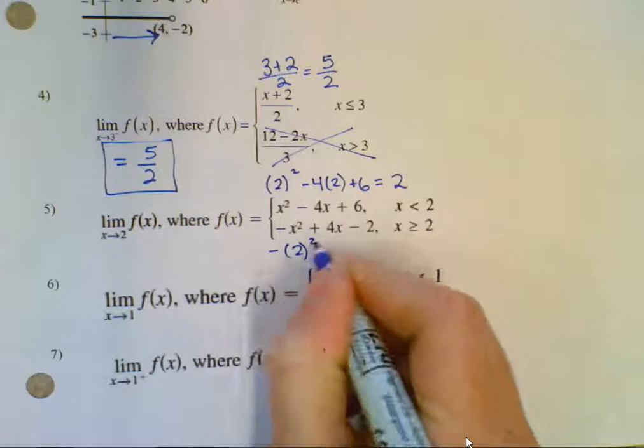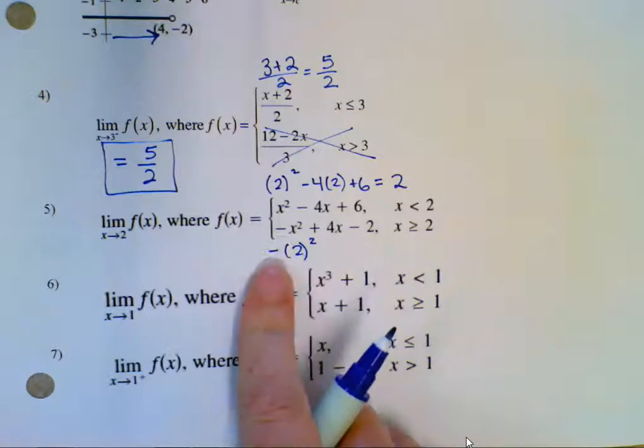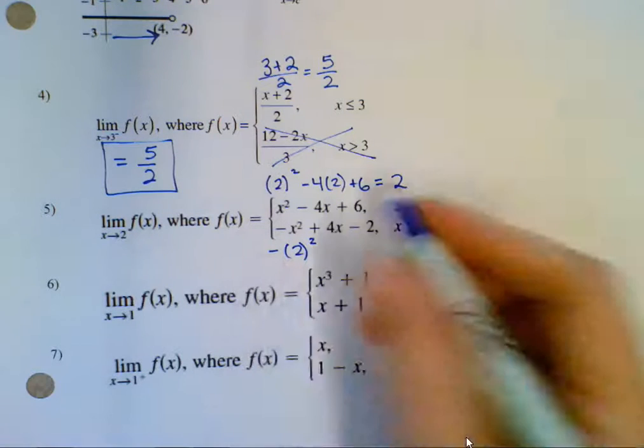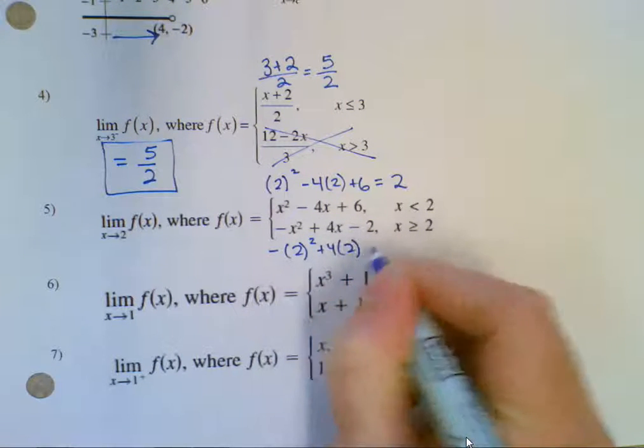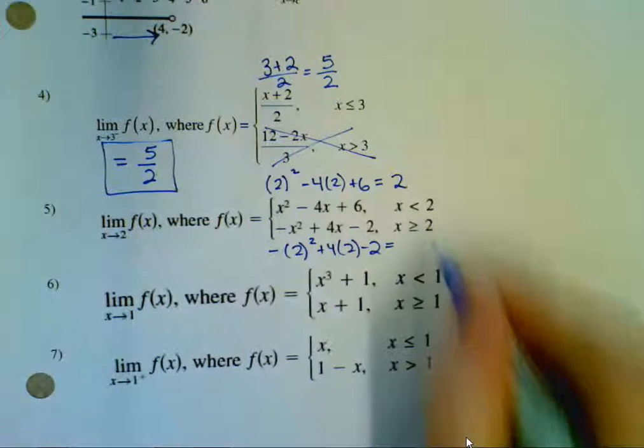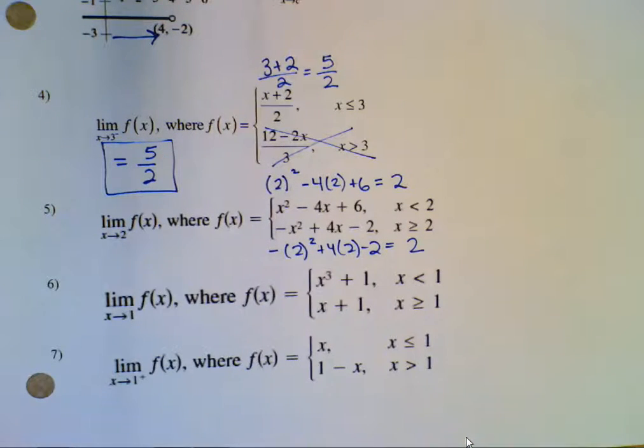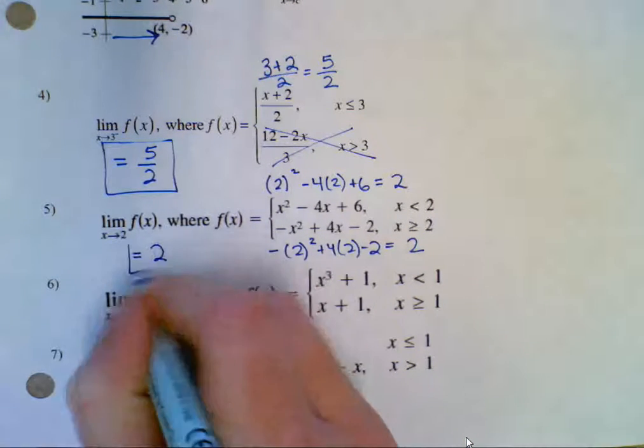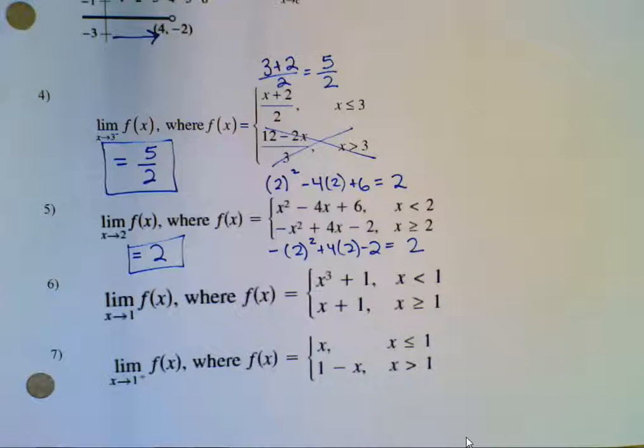Guys, be really careful. This is a mistake I see a lot of times. This negative gets applied after you do the square, okay? So what did you get when you came from the right-hand side? 2. So what does that mean? The limit is 2. Yep, the limit equals 2. Very good.